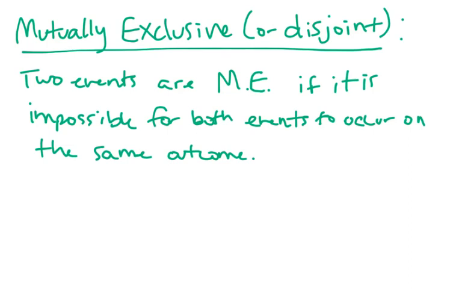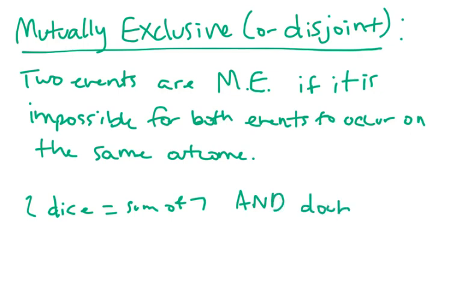But, for example, what if you were to roll a sum of 7 with a pair of dice and you get doubles on the same roll, right? So if I were to roll 2 dice and I get a sum of 7 and doubles, we would say that these are mutually exclusive events if they can't happen at the same time.